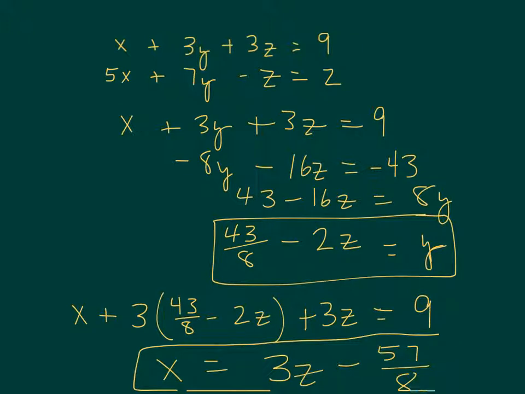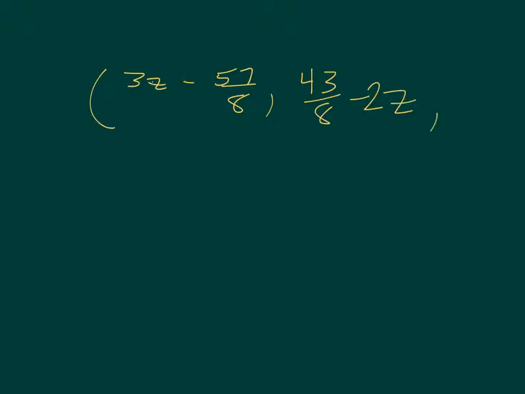So the solution written in terms of the letter z will be 3z minus 57 over 8, comma, 43 over 8 minus 2z, comma, z. So, hope that helps.